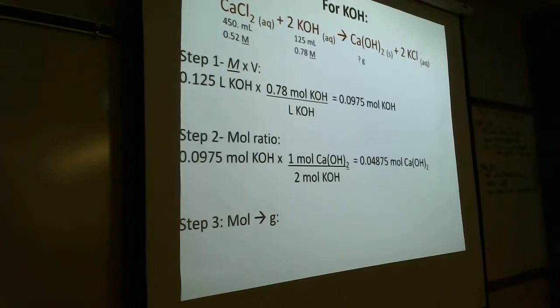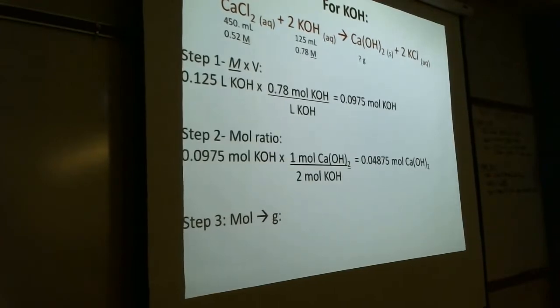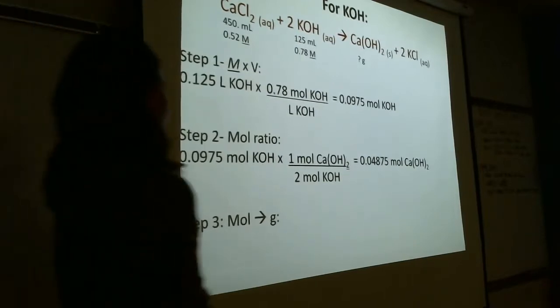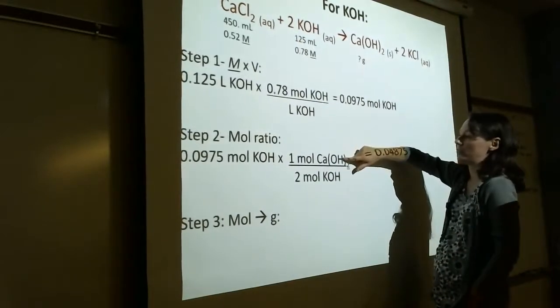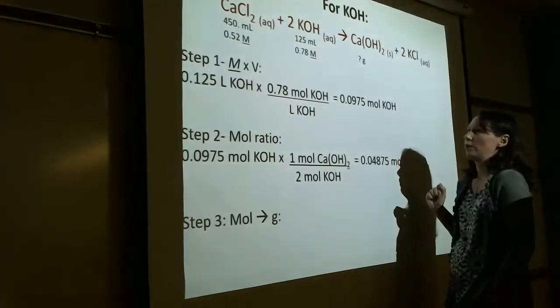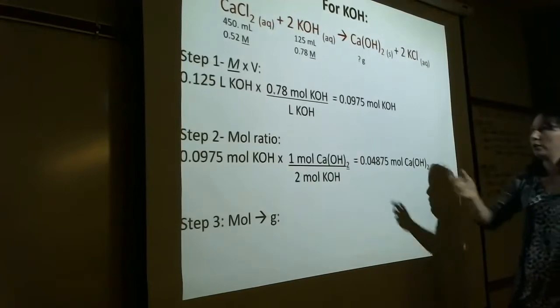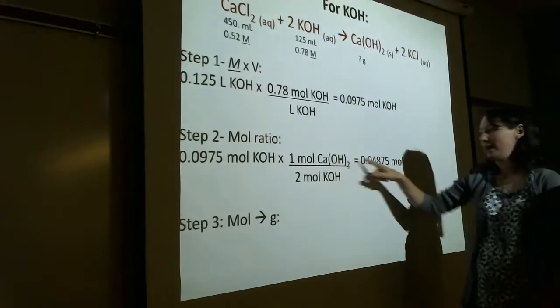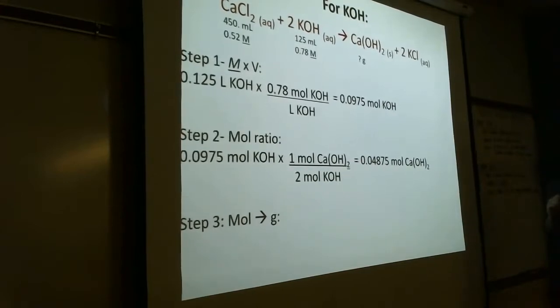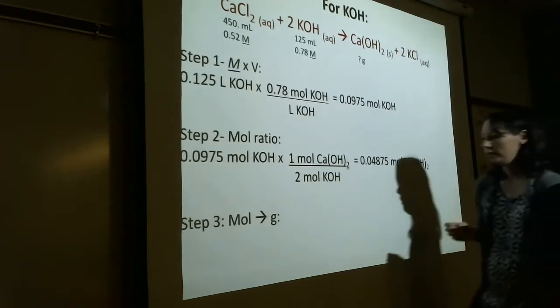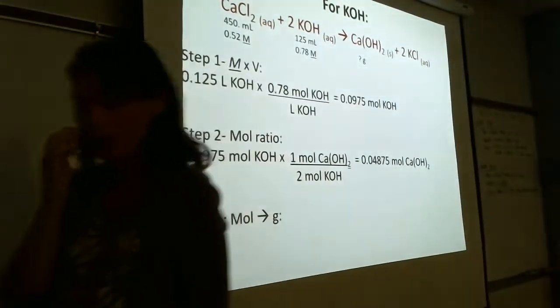Step 2 is the mole ratio step. This time it's a 2 to 1 mole ratio, right? For every 2 moles of potassium hydroxide I use, I produce 1 mole of calcium hydroxide. So we have to factor that in. Coefficient of 2 now on the bottom, so we're dividing by 2 this time. And then step 3 is the same as it was in the last problem because the molar mass of calcium hydroxide hasn't changed. So we're just converting moles to grams using molar mass.